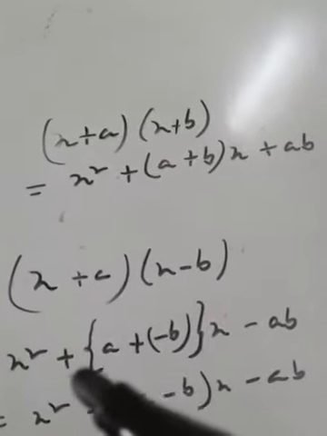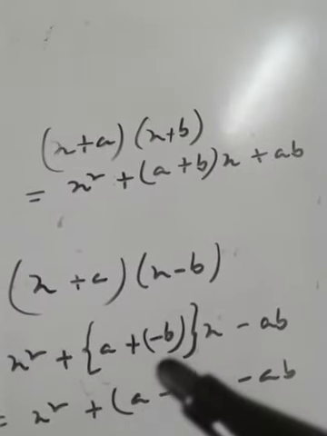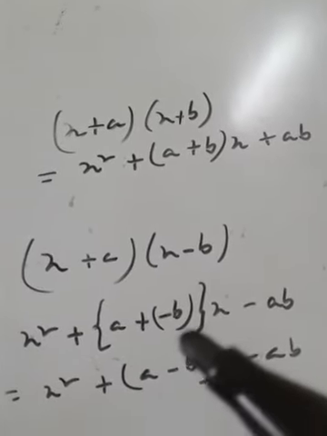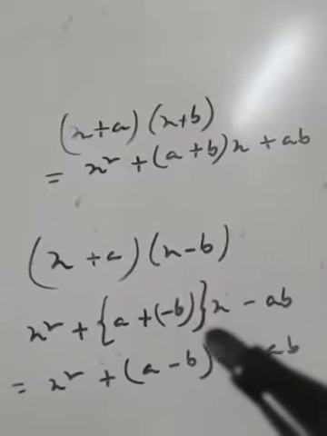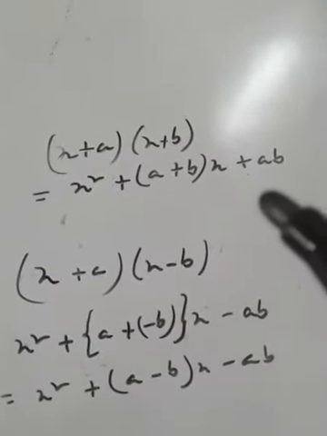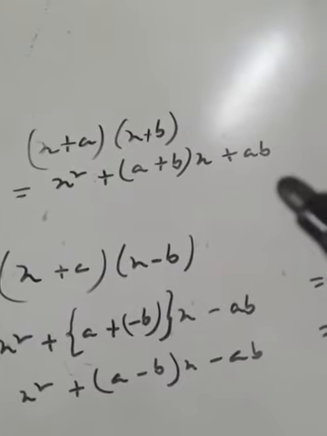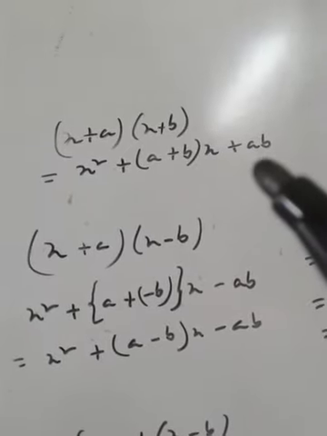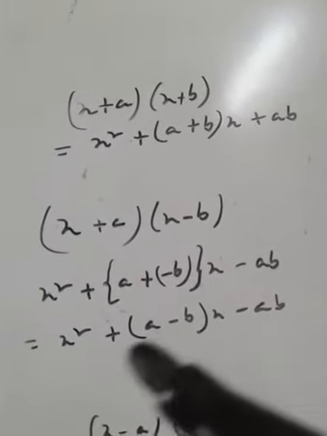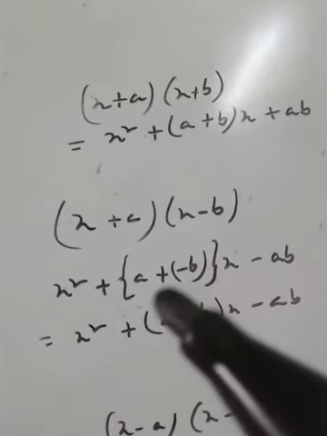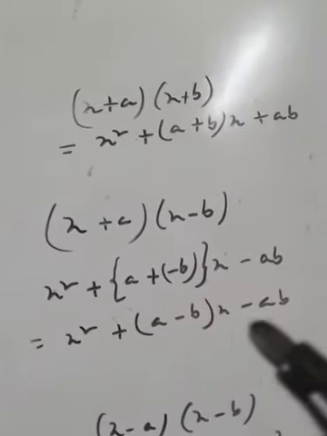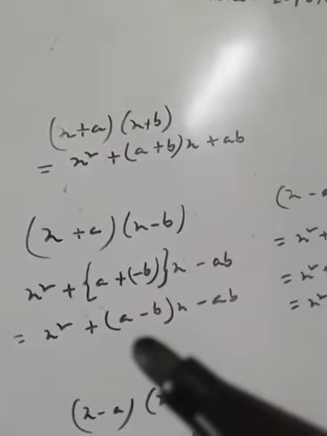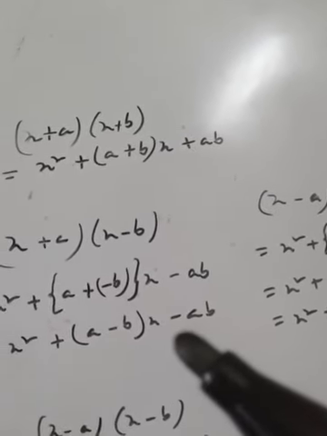x square plus (a plus b), b equals minus b, so this will give minus b. a plus b, b equals minus b, so minus given, into x. This is x. And plus a multiply minus b equals minus ab. Then we are getting x square plus (a minus b) into x minus ab. Therefore x plus a into x minus b equals x square plus (a minus b) into x minus ab.